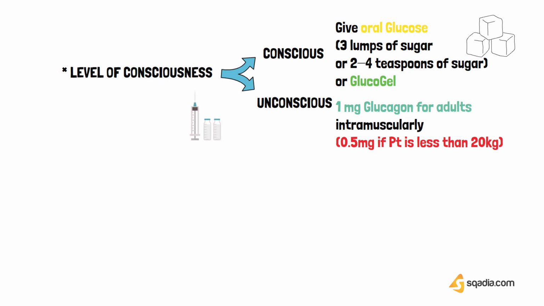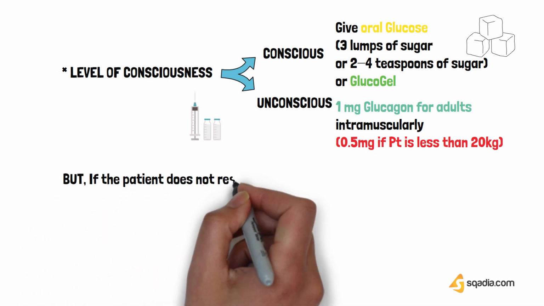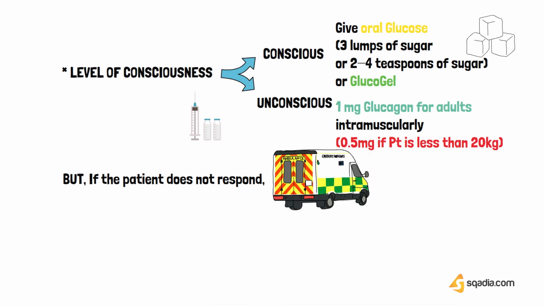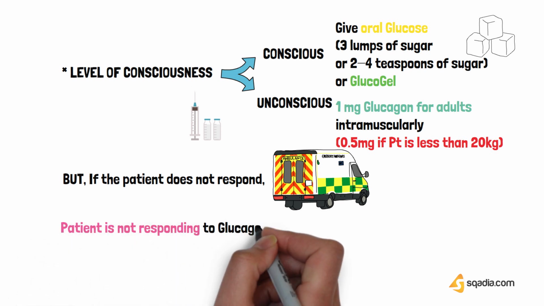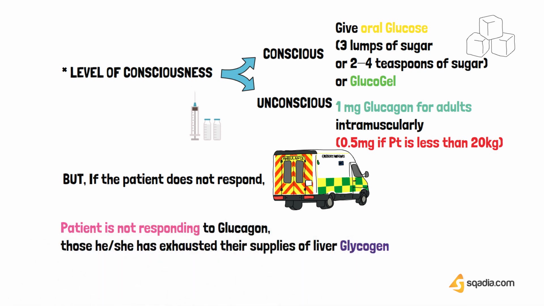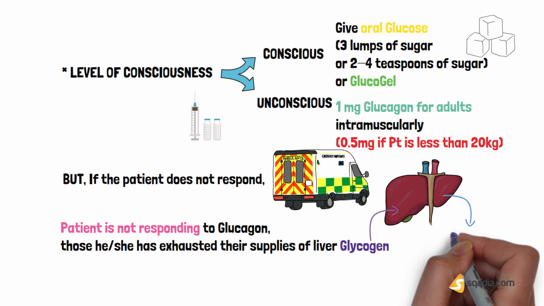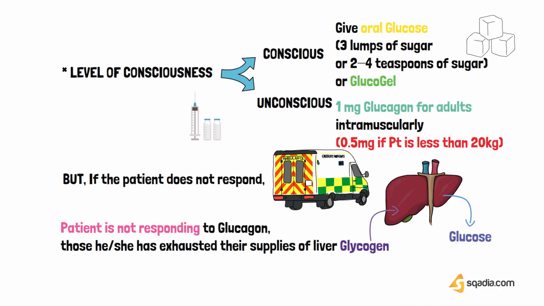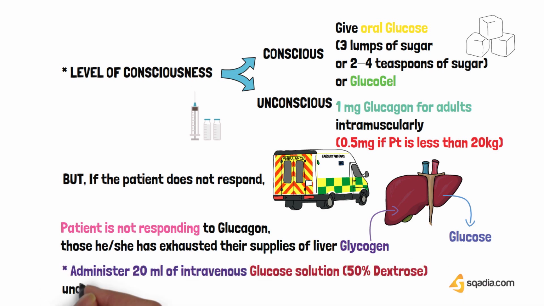Even after this, if the patient does not respond, we have to call the ambulance. Even after this, the patient is not responding to the glucagon. This is rare, and this means that the patient has exhausted the supply of the glycogen. The glycogen is basically converted by the liver into glucose, and the body uses that glucose in an emergency situation, like low glucose levels. In this case, we're going to administer 20 ml of intravenous glucose solution, and this needs to be done under supervision of a medical team.